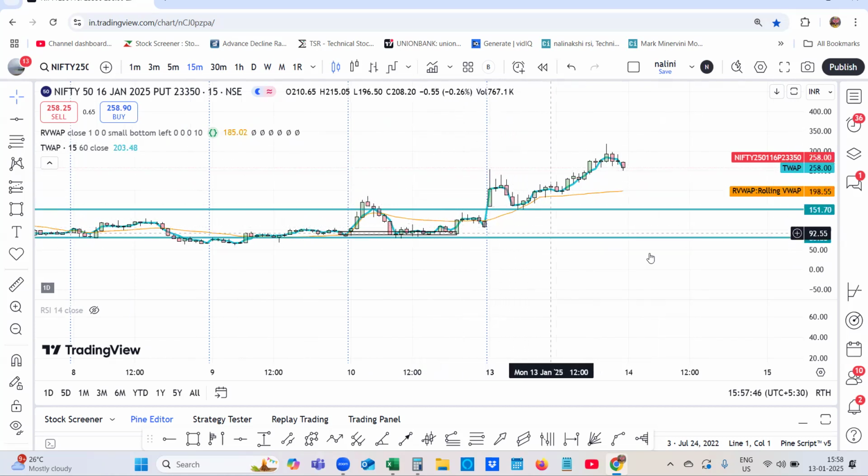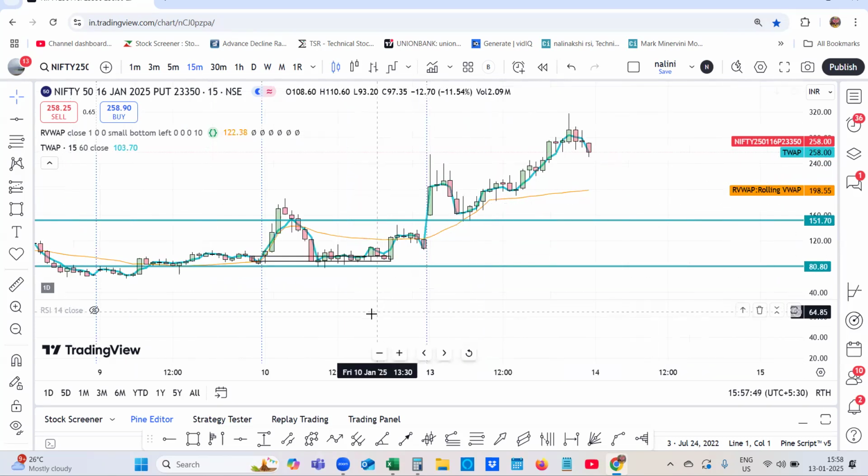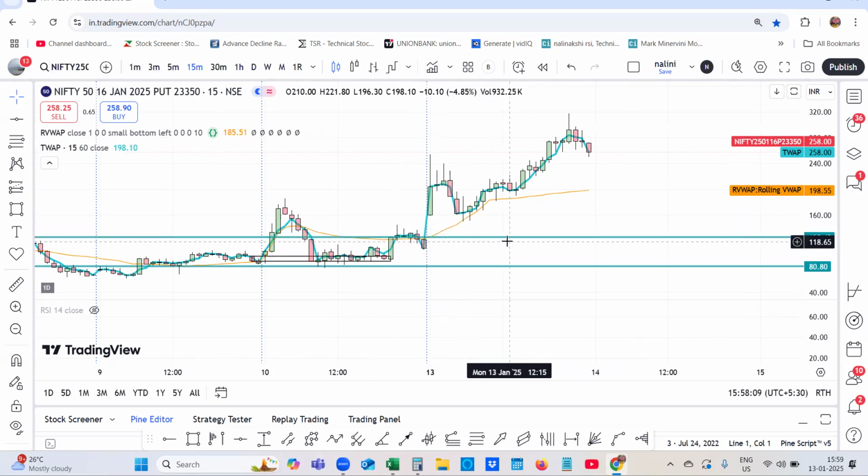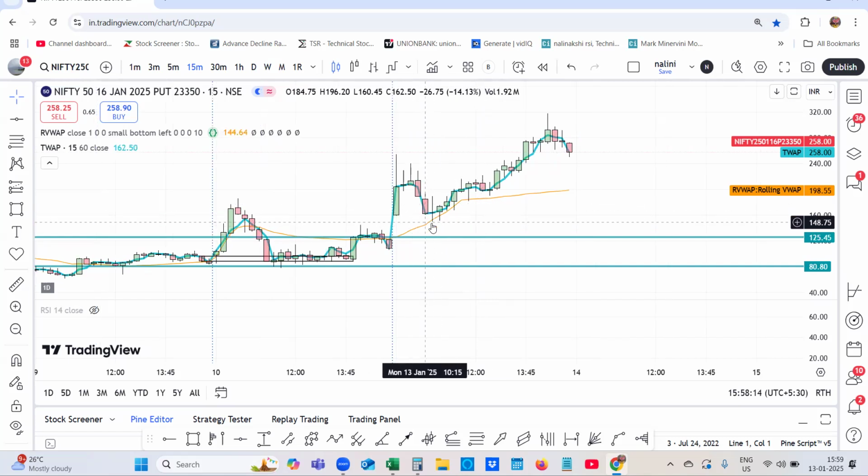When it started coming down, you can see clearly nothing has changed. This TWAP has already crossed above the rolling VWAP, and the price is also above that. When price started coming down, this level will act as the guideline, and also price action helped us. You could have gone for it after 1 hour when the market started coming down, entering into the put option, because you cannot enter into the put option in the first 15 minutes.